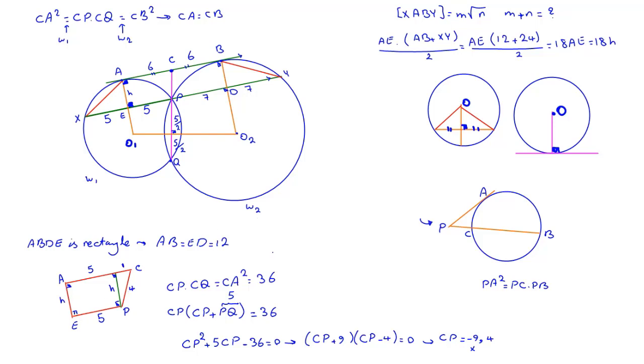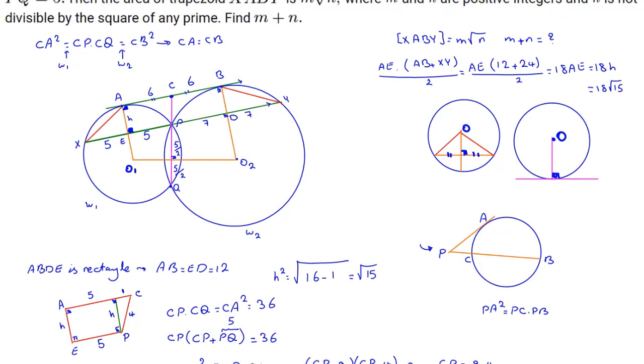Now we can easily say H squared equals 16 minus 1, equal to what? Equal to root 15. So the answer is 18 root 15. So M is what? Because we are working with M and N, it is 18 root 15. So M is 18, N is 15. Their sum is 33. Okay, so the answer of this problem is 33.